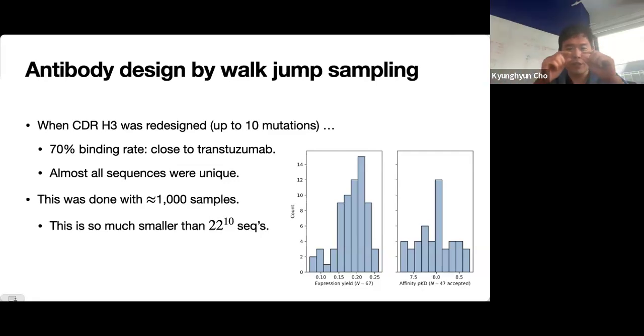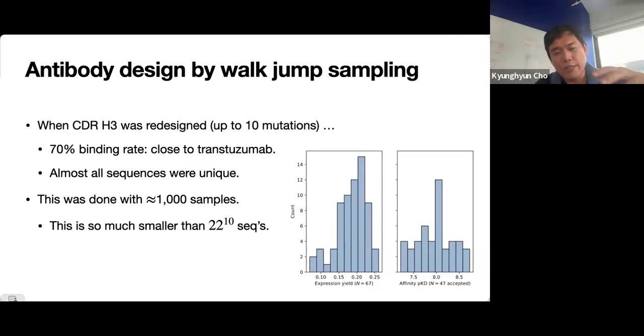Now, 10 mutations of the amino acids sounds pretty small. However, if you think about how many possible mutations there could be, there are essentially 20 to the power of 10. It's not a small number. Is it an impossibly large number? Not really, but it's not a tiny number either.